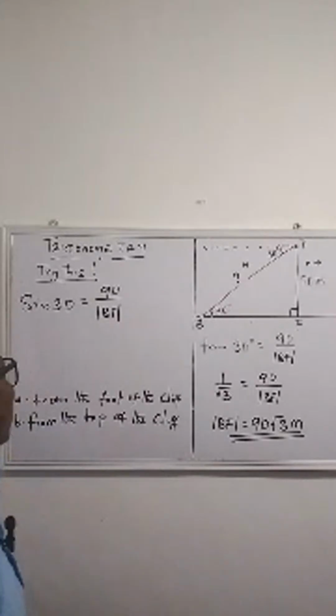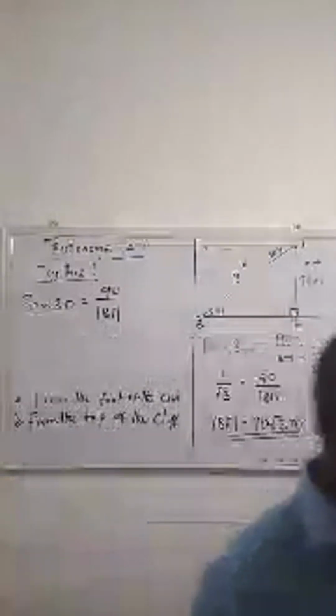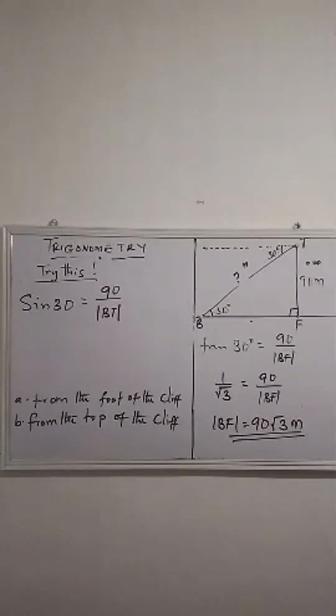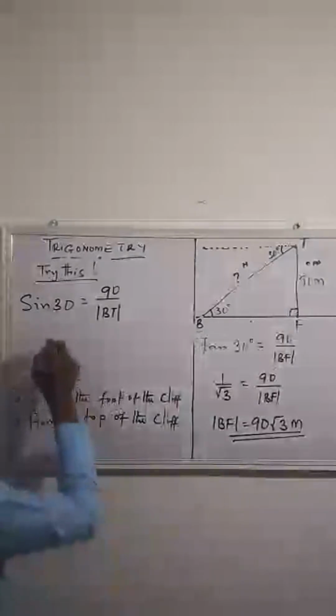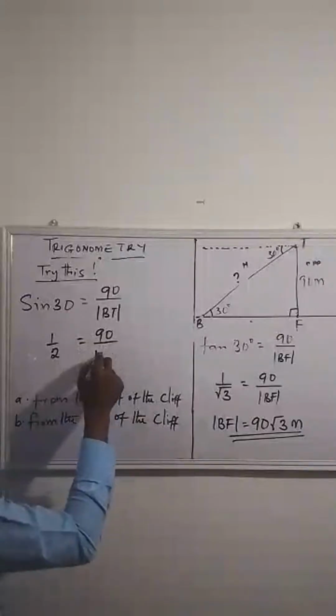Okay. All right. So now what is sine 30? I expect everybody to know the answer to that. What is sine 30? Okay, sine 30 is 1 over 2, which equals 90 over BT.